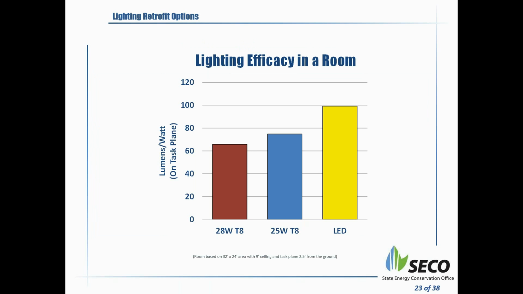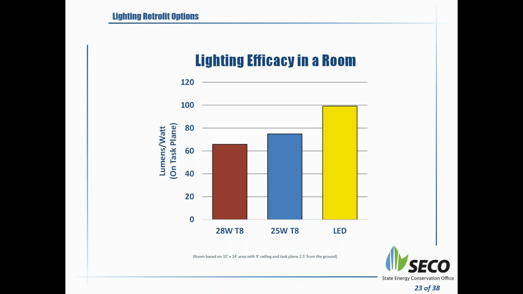So one of the other things I wanted to briefly touch base on, we actually did a little test of design calculations. This is an actual test case in which we looked at a room that is close to 32 by 24 feet, with a 9-foot ceiling, and we were looking at the task plane level from the ground, at what is the lumens per watt on a task plane. What you see on the left hand side is the lumens per watt. So, how much light you get from the energy that you're using to get that light.